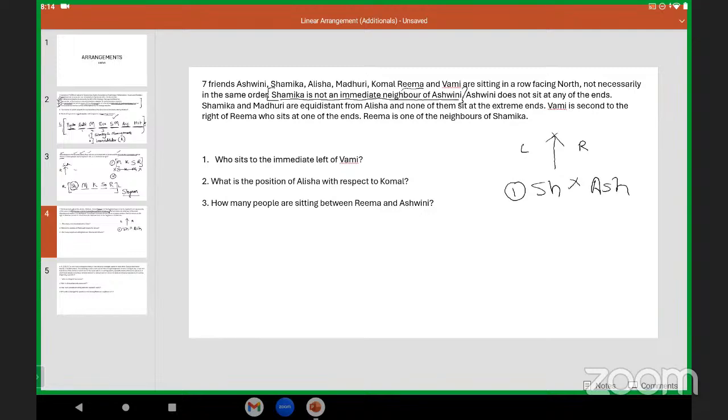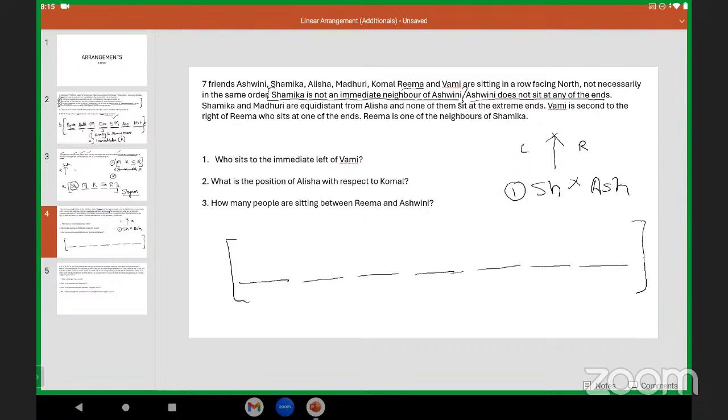Ashwini does not sit at any of the ends. So we have ends over here. That is one, two, three, four, five, six, and seven. So we have seven people over here. Okay, so Ashwini won't be at any end. And similarly, Shamika is not an immediate neighbor of Ashwini.